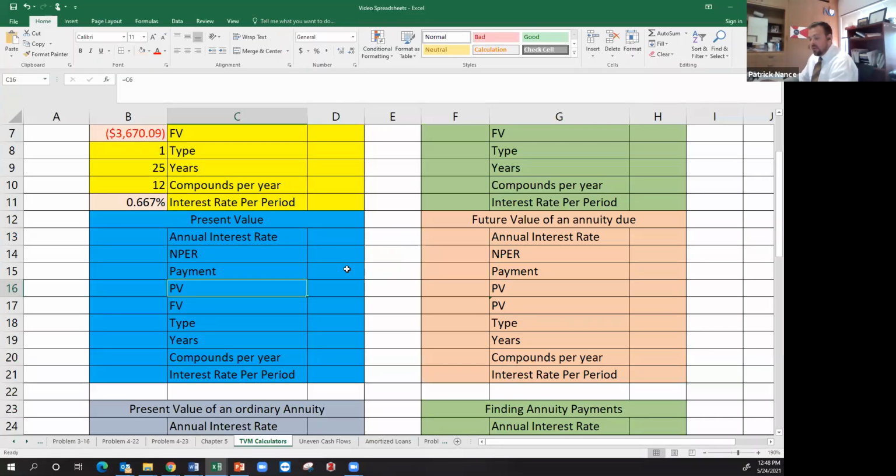Okay, now we're going to talk about how to calculate a present value in Excel using the present value function. It's really similar. The good thing is these functions all work pretty much the same. It's just a matter of which variable you're solving for. So am I solving for present value, future value?